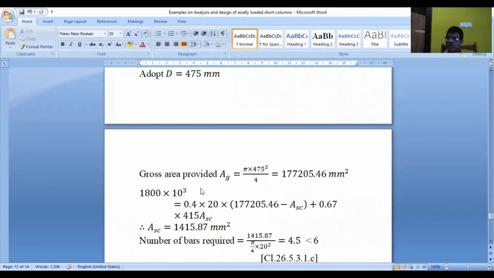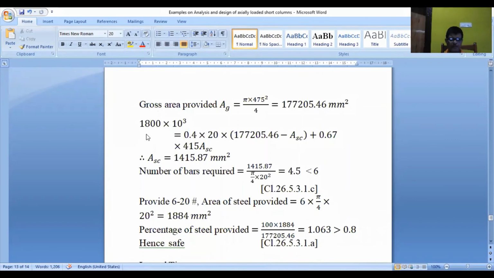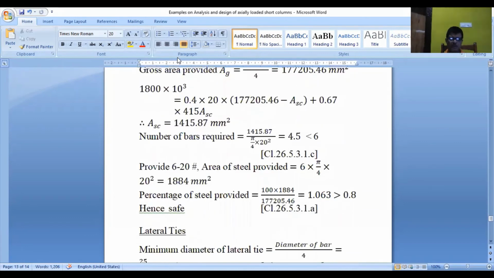So we are not going to further check these criteria. Now put the formula from page number 71, same formula: Pu is equal to 0.4 fck Ag minus Asc plus 0.67 fy Asc. So Asc is the only unknown, and we have to convert this load into Newton, so multiply by 10 to the power 3. You should check these things, and Asc comes out to this.